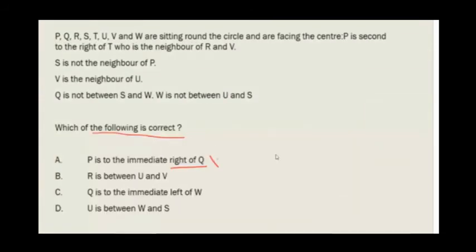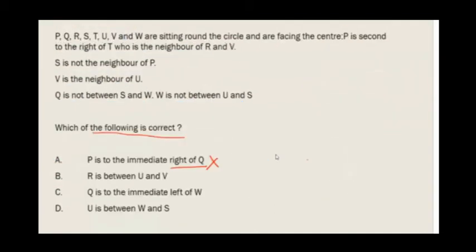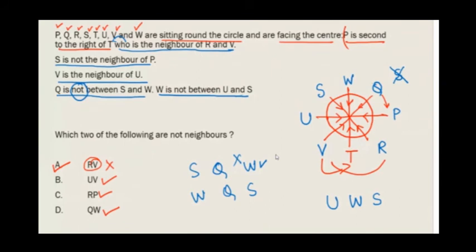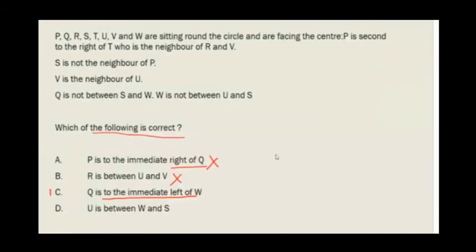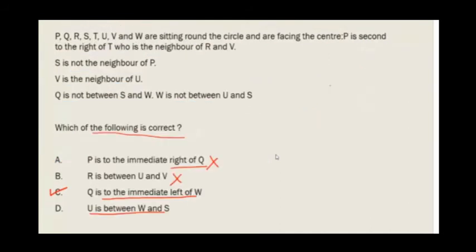R is between U and V. No, that is again wrong. Q is to the immediate left of W. W is facing south, that is, facing the center, so Q is the immediate left. So this is definitely correct. Now U is between W and S. You have W and S. U is not between W and S, so this is definitely false.